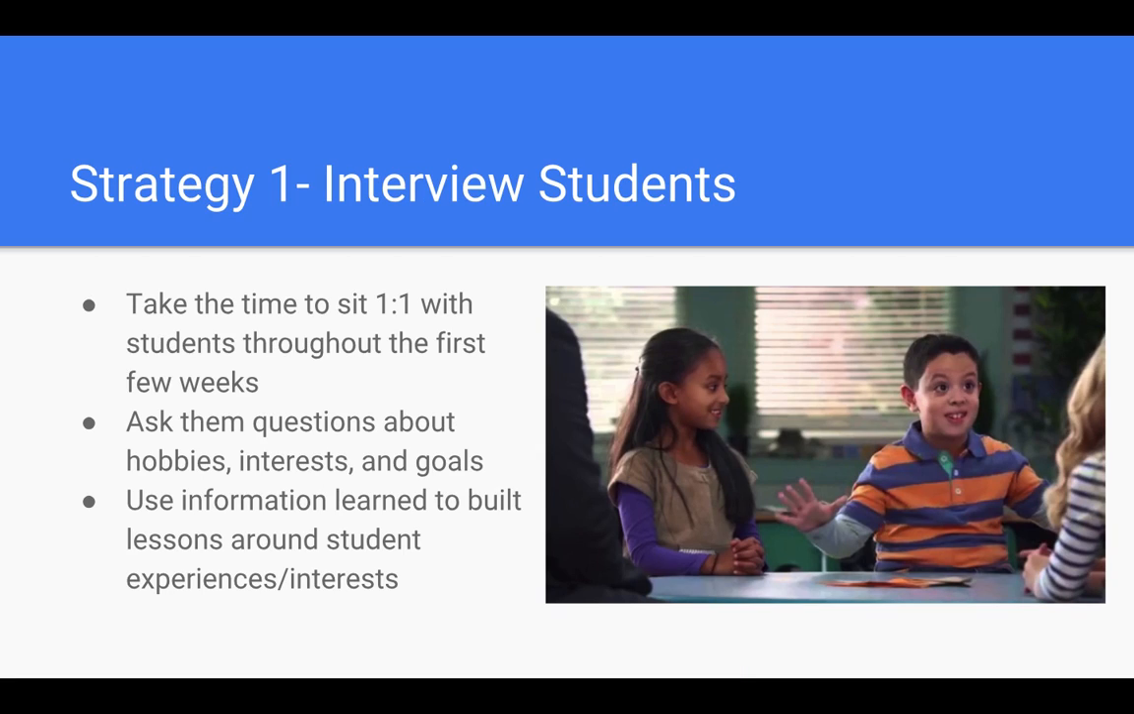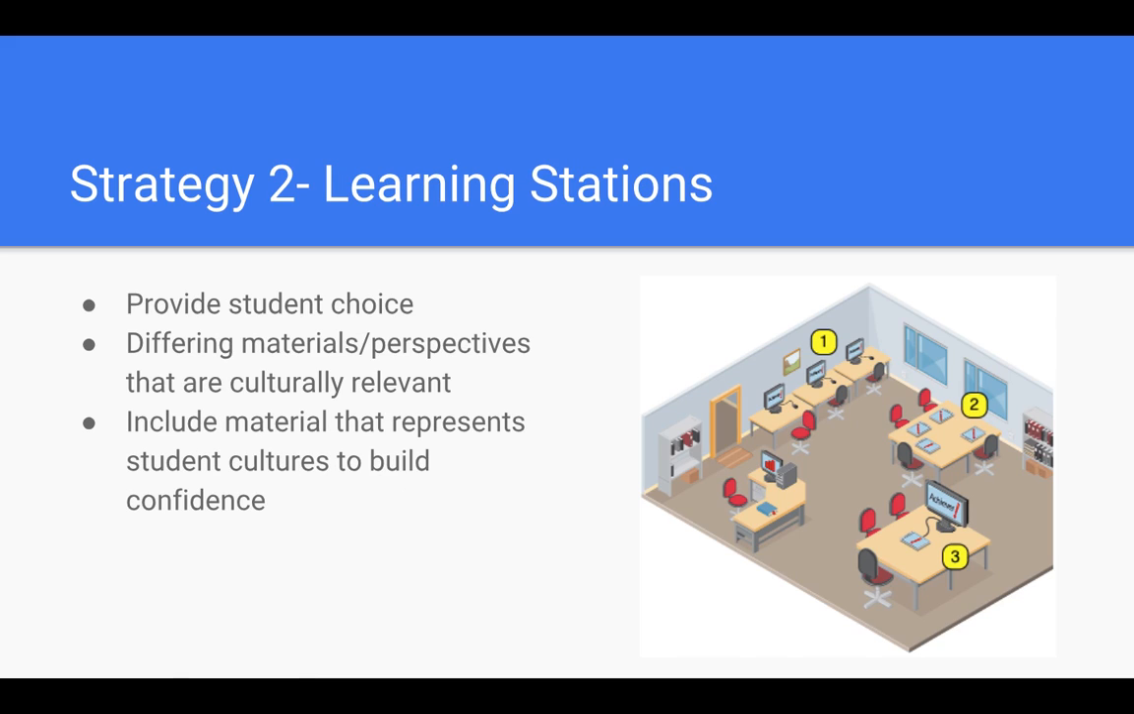First strategy: take time to sit one-on-one with your students throughout the first few weeks. Ask them questions about their hobbies, their interests, and goals. Use information learned to build a lesson around student experiences and interests. Another strategy is to provide student choices, differing materials, and perspectives that are culturally relevant. Include materials that represent student cultures to build confidence.